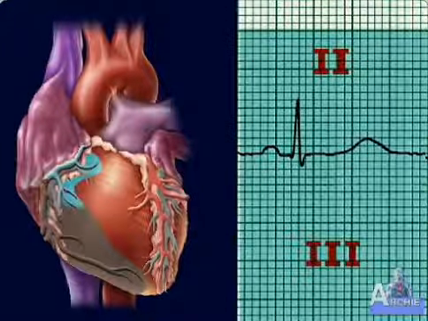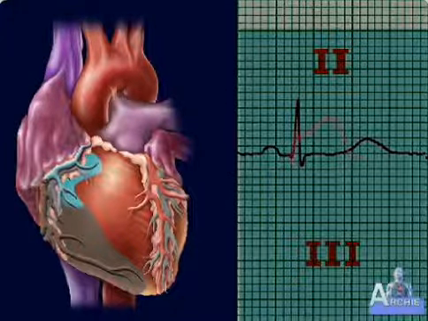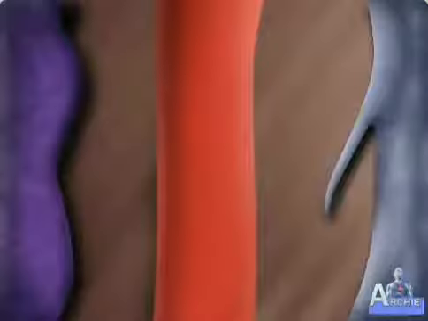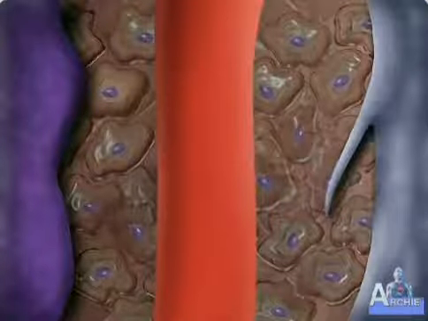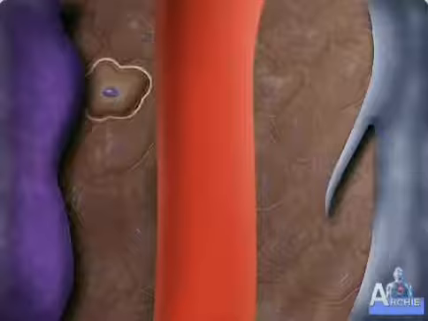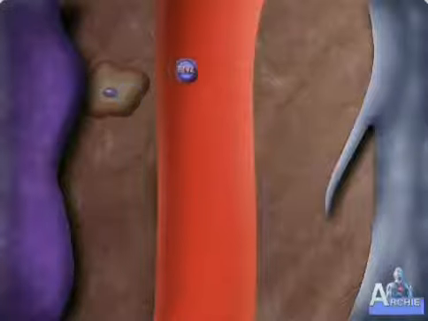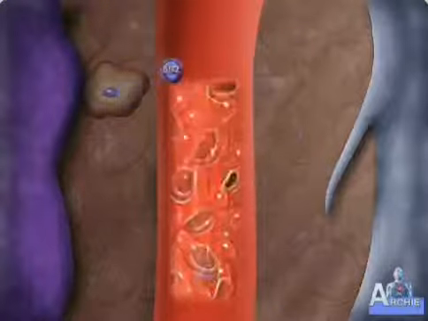The representative EKG changes in myocardial infarction are outlined in red, with the ST segment becoming elevated. Within the bloodstream, myocardial cell death leads to the release of cardiac enzymes that can be measured in the laboratory.